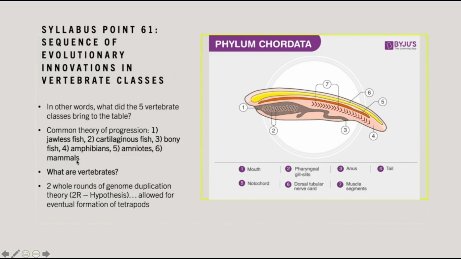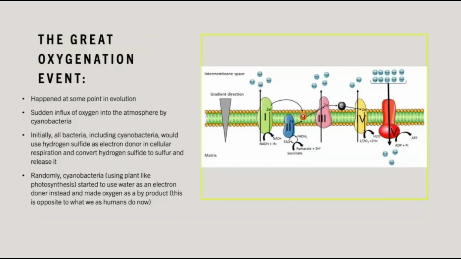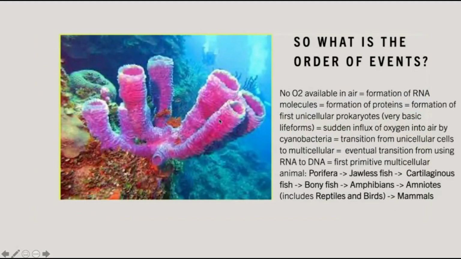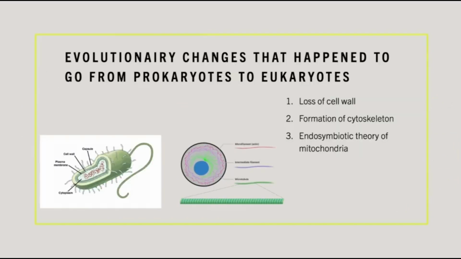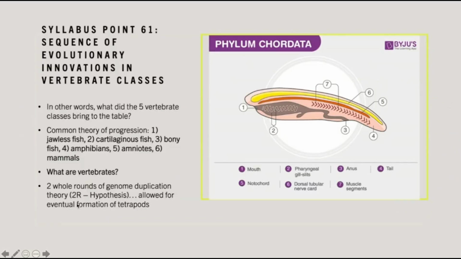So first and foremost, we already spoke about what vertebrates are. So we said vertebrates are animals which have a vertebral column. Okay. Now, in order for us to go from just normal early multicellular organisms like the Porifera, to larger and more complex animals, what had to happen was something called the 2R hypothesis.